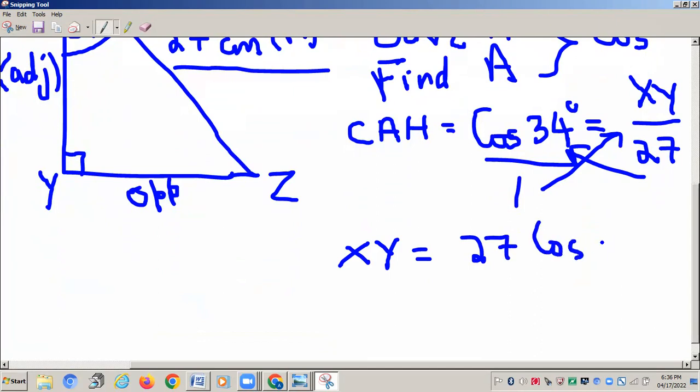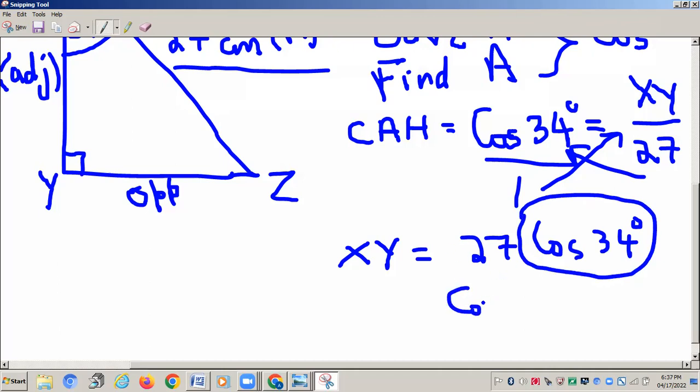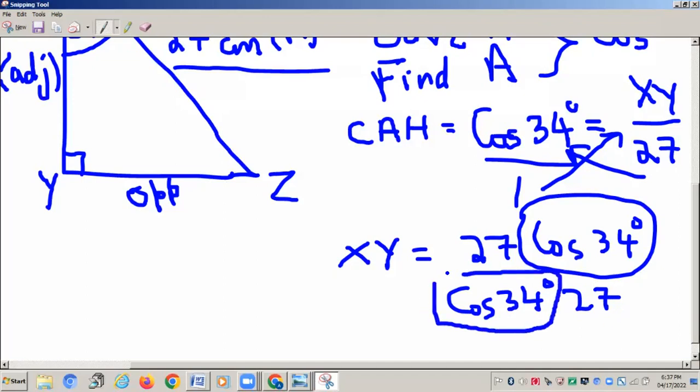Now, ladies and gentlemen, please remember, all of this is one thing. If you write cos 34 degrees and 27 right there, this is not cos 3,427, because cos 34 degrees is just one unit, one entity by itself. So it's always best to put the number to the left so you don't get confused. You follow what I'm saying?